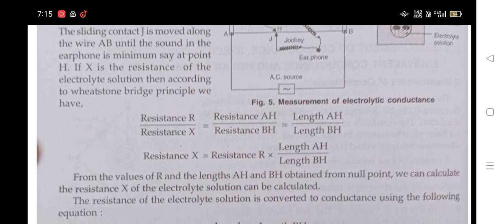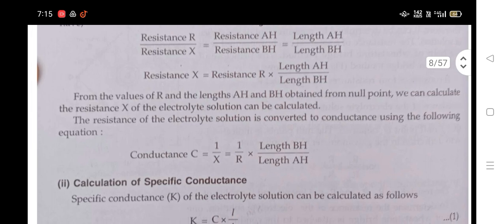resistance R divided by resistance X is equal to resistance AH divided by resistance BH, which is equal to length AH by length BH. Resistance X is equal to resistance R multiplied by length BH by length AH. From the values of R and the lengths AH and BH obtained from the null point, the resistance X of the electrolyte solution can be calculated. The resistance of the electrolyte solution is converted to conductance using the following equation. Conductance is equal to 1 by X, which is equal to 1 by R multiplied by length AH by length BH.